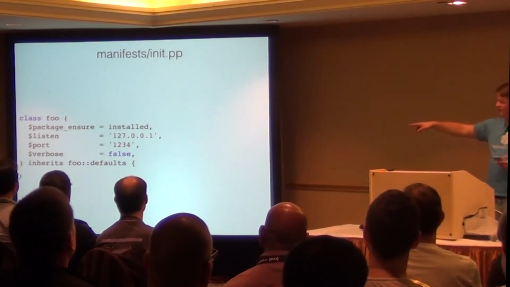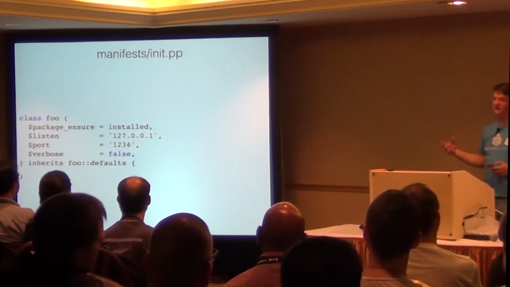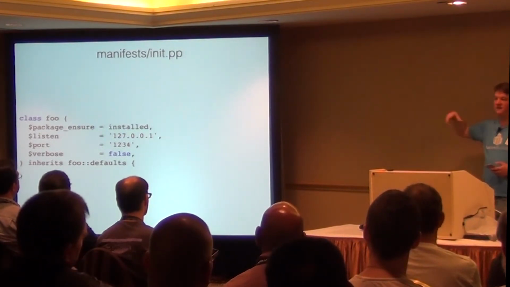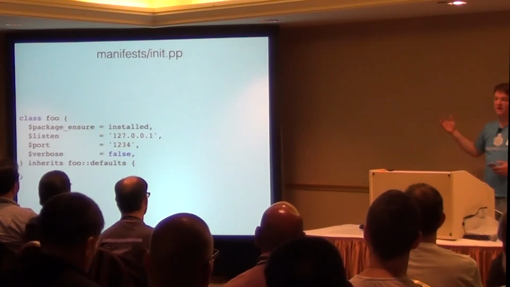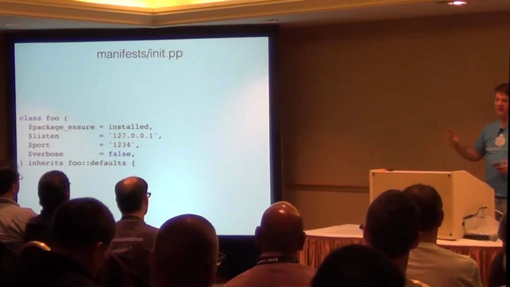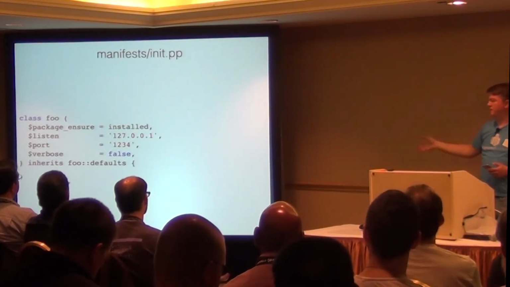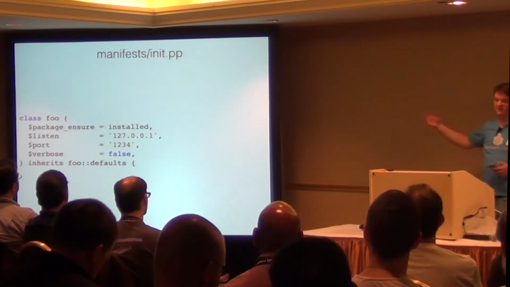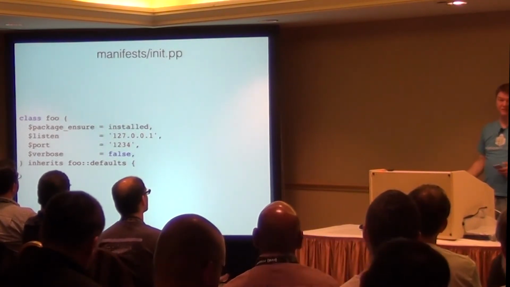Then down at the bottom, it inherits foo defaults, and what that does is bring all the variables that are in scope in the foo defaults into the scope of this particular class. You can reference them, you can use them. You can't modify them, or you might not be able to. But it allows you to use them, and they're just like top scope. You don't have to write foo defaults variable name, it's just right there. And later I'll show you that those end up being accessible in your templates very easily.